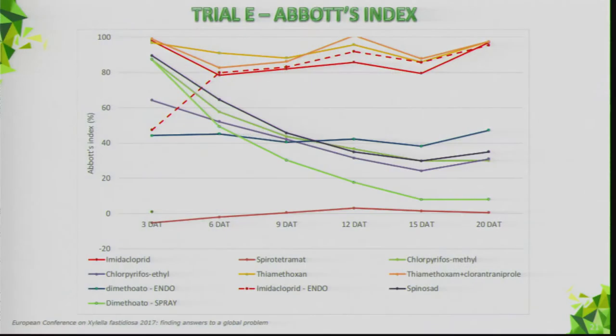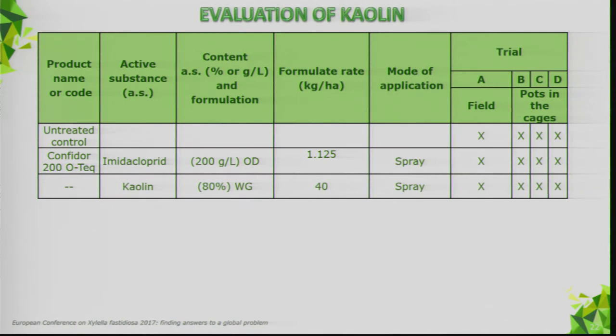In this slide is evident the effect of all the neonicotinoids that we have tested. Imidacloprid, that was tested also in endotherapy, has a slow preliminary activity and then equal to imidacloprid tested in spray, while dimethoate tested in trunk injection mode has less action as compared to dimethoate applied in spray. There is no time for other trials.